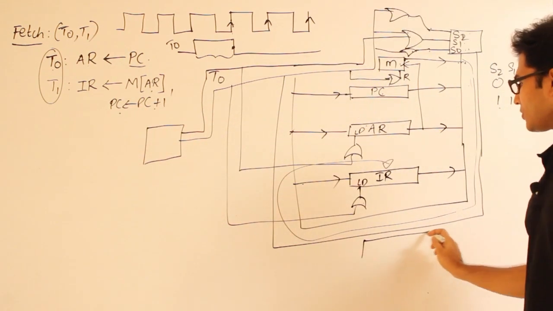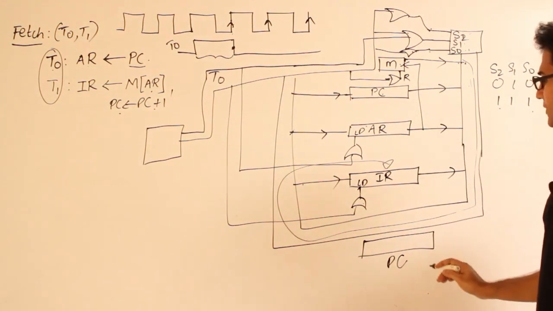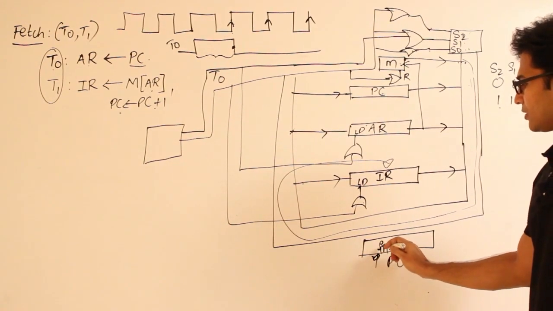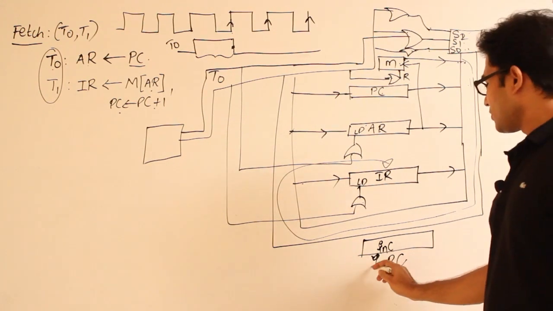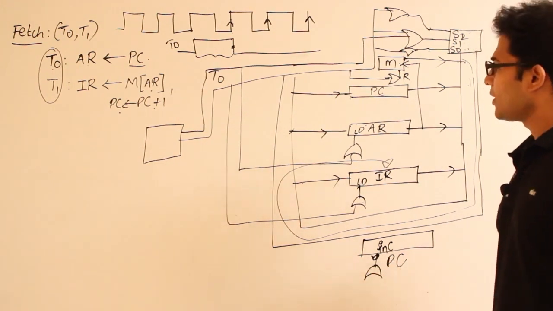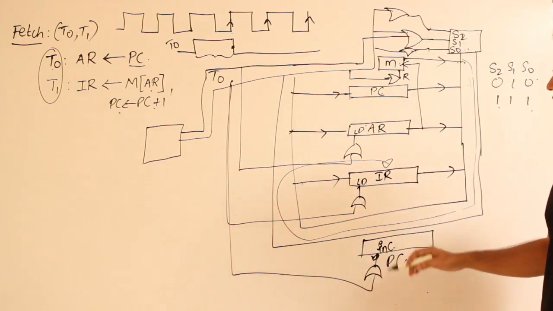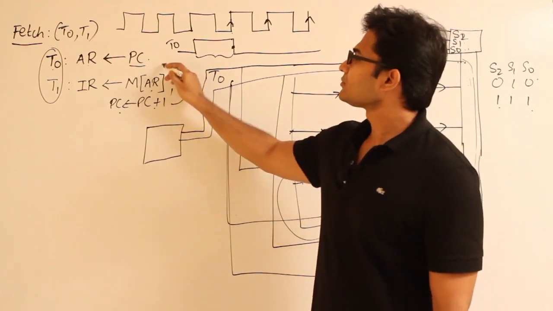If we have program counter here, assume that it is also present and connected to the bus itself, there will be increment, isn't it? Increment is also a control signal which is present for program counter. Now to this control input I am going to give t1. Therefore at t1 it will be incremented. Got it?